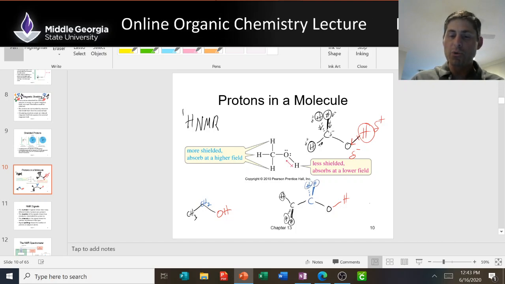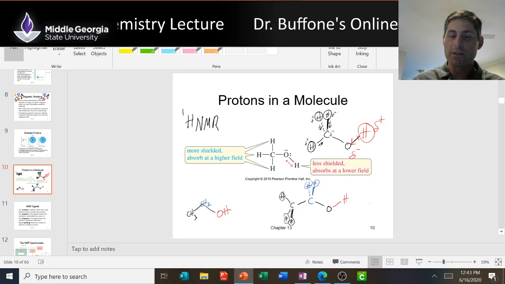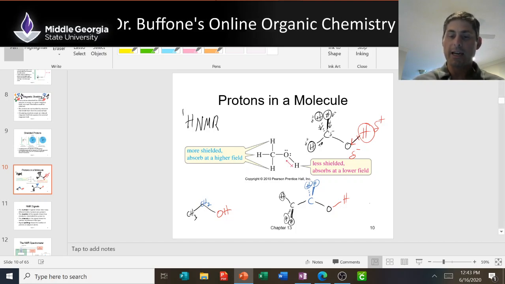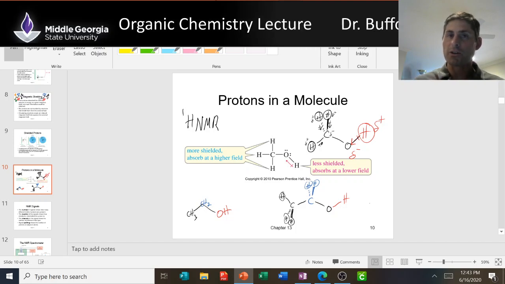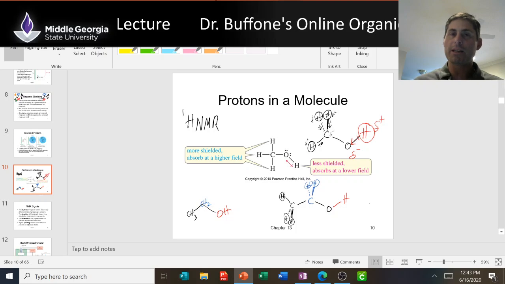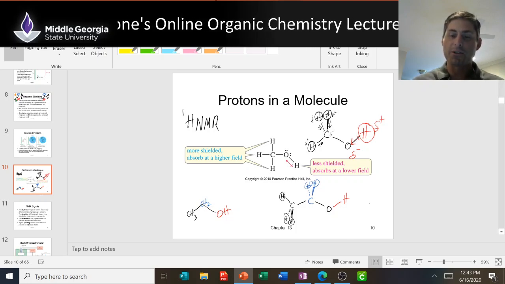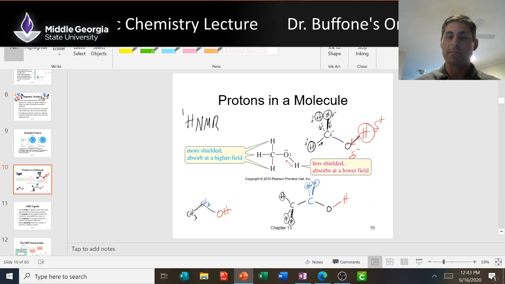So the two in blue are equivalent to each other, but they are non-equivalent to the ones in black that are on this other carbon. And check it out, these guys are neighbors. So they're actually going to talk to each other, and they're going to split each other's signals, and we can get something called splitting, which tells us even more information. It tells us how many protons are beside these two and how many protons are beside these three.